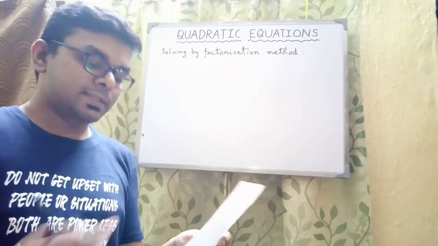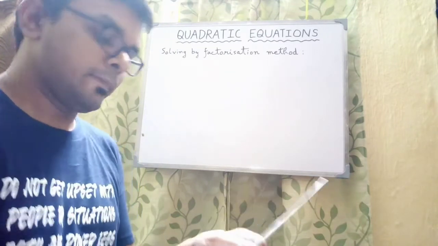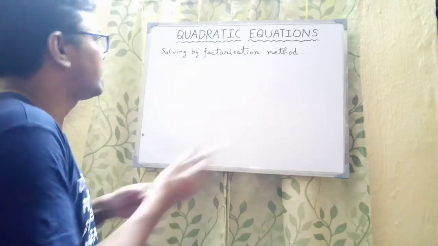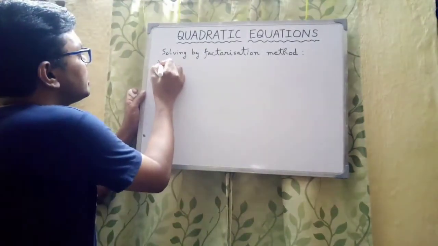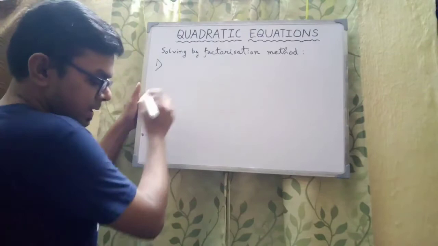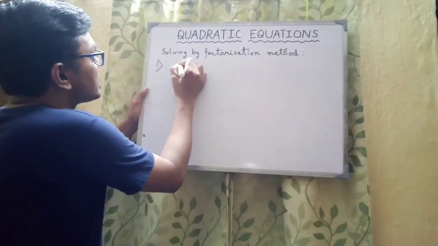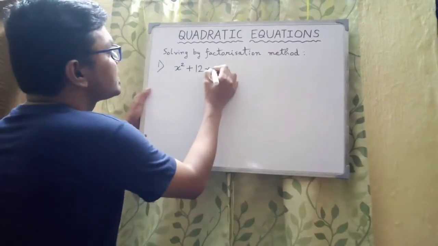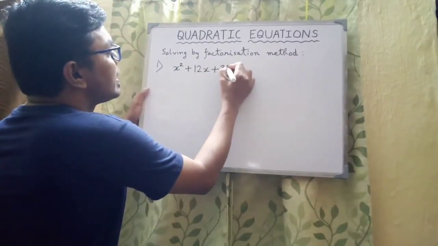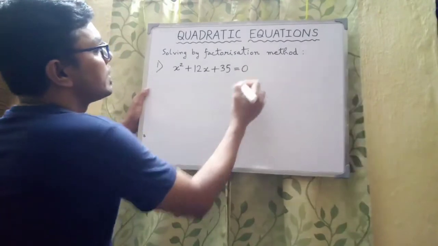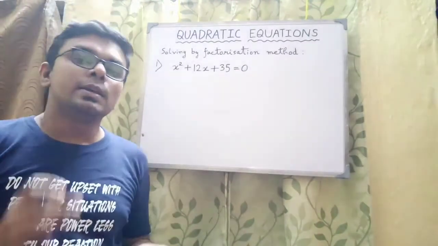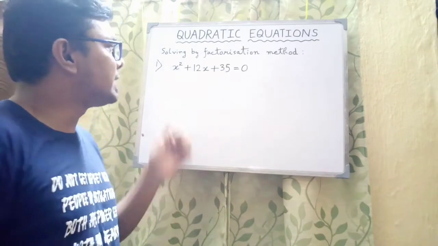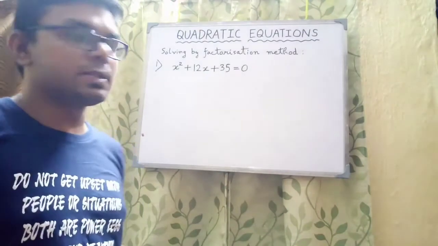Now I have got some examples over here. The first one we will be solving using factorization. So I take the first example, number 1. We have to solve x squared plus 12x plus 35 equals to 0. Now let me tell you in the beginning, you need to have some idea about factorizing polynomials, then only this method will be very easy to you.